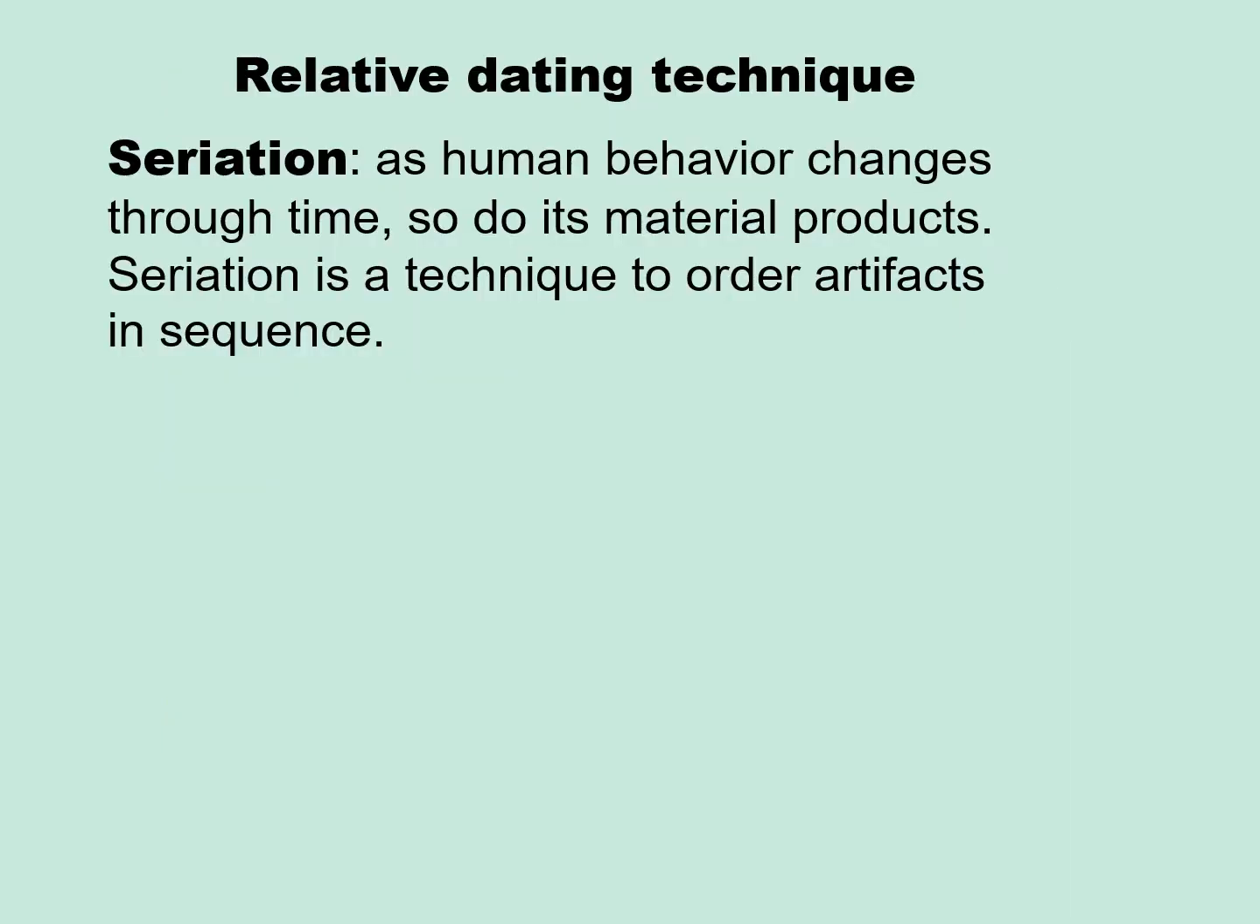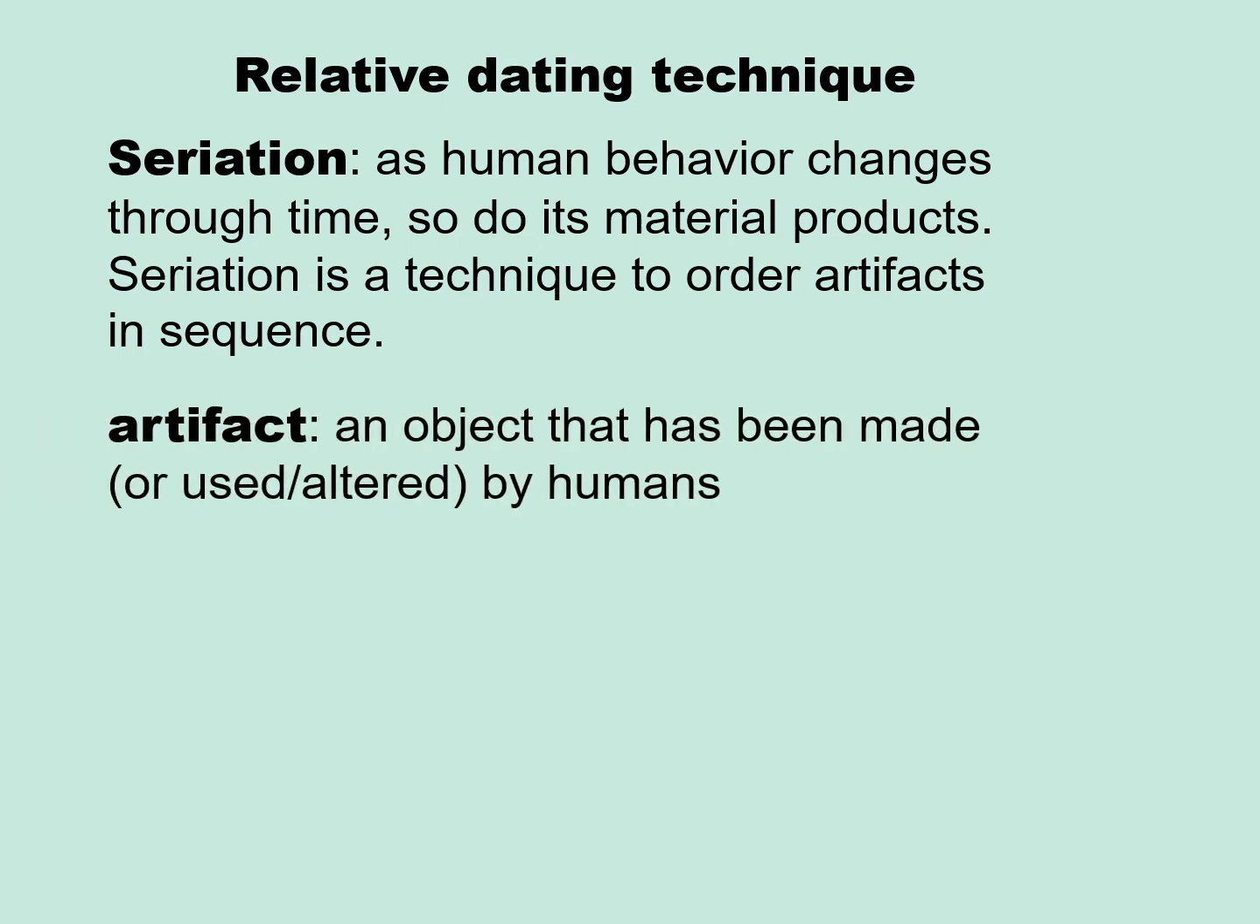The second relative dating technique that I'd like to talk about is seriation. And seriation relies on the principle that as human behavior changes through time, so too do its material products. So it's a technique to put artifacts in order by sequence. What's an artifact? Well, it's an object that has been made by humans, or even an object that has been used or altered by humans.